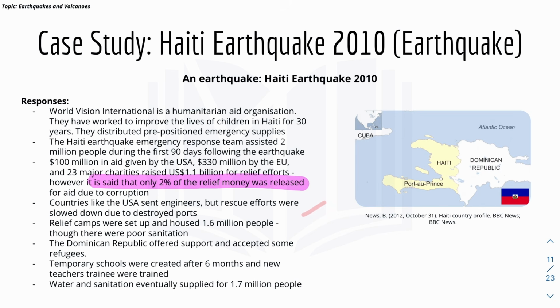And countries like the USA sent engineers to fix the port, and relief camps were set up, and the neighboring countries accepted some refugees and provided support. And temporary schools were created after 6 months, and new teacher trainees were trained. And eventually, water and sanitation was supplied for 1.7 million people.